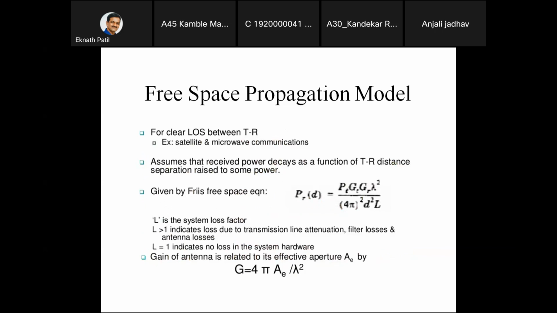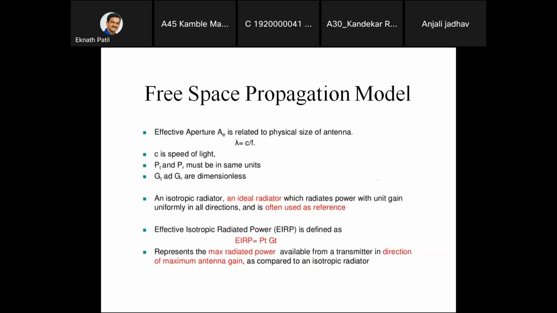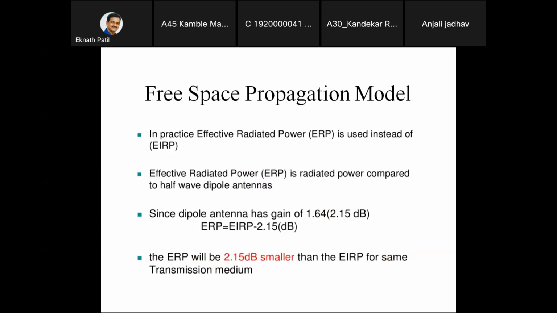So, where this particular L is the loss factor we have to add. A loss factor greater than 1 increases the losses of the transmission line attenuation, filter losses, and antenna losses. A loss factor of 1 indicates no loss in the system hardware. So that is the thing we have to keep in mind.